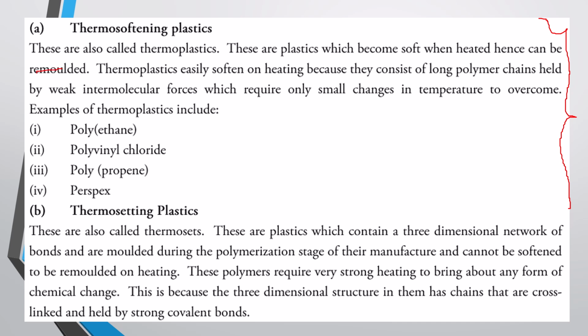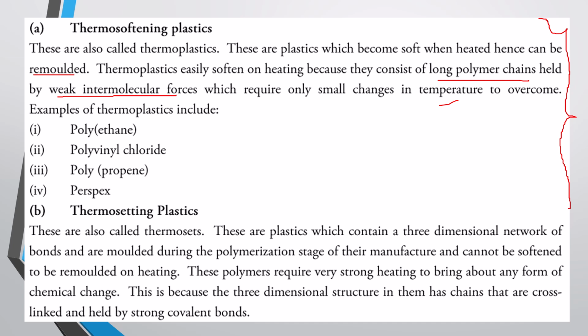So thermosoftening, just like the name suggests, when you heat them, they can soften and you can easily reshape or remold them. These thermoplastics easily soften on heating because they consist of long polymer chains which are usually held by weak intermolecular forces of attraction. And these weak intermolecular forces only require small changes in temperature to overcome, and that's why they easily become soft when small amounts of heat are applied.